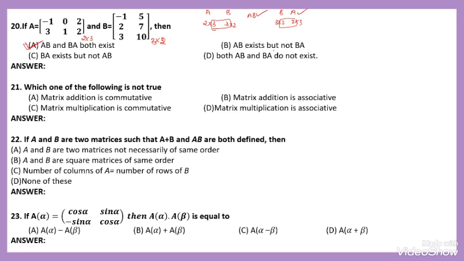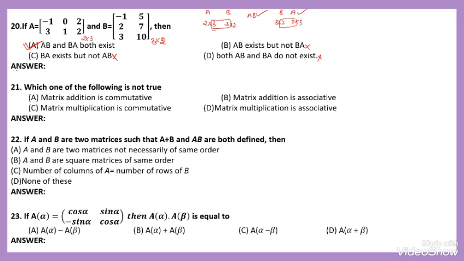Here AB exists but not BA? No, BA also exists. Therefore option B is wrong. BA exists but not AB? BA exists but AB also exists, so this option is not correct. Both AB and BA do not exist? No, both exist. This one is also wrong. Therefore option A is correct.